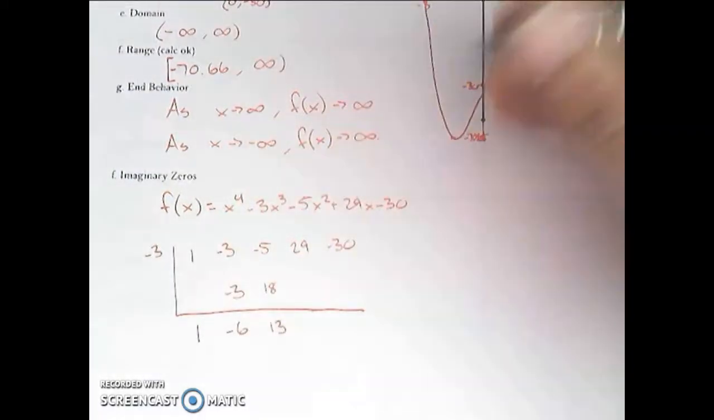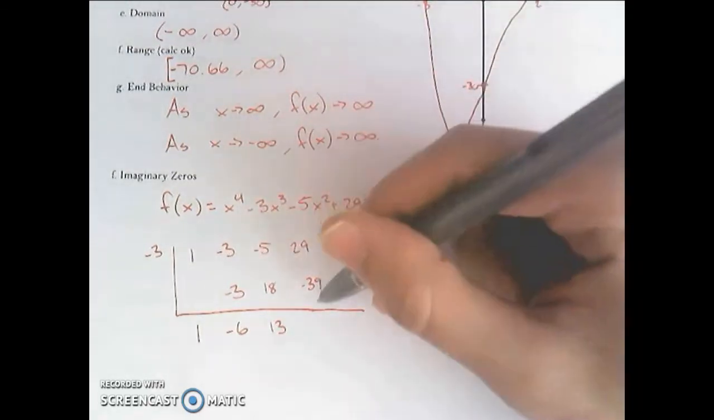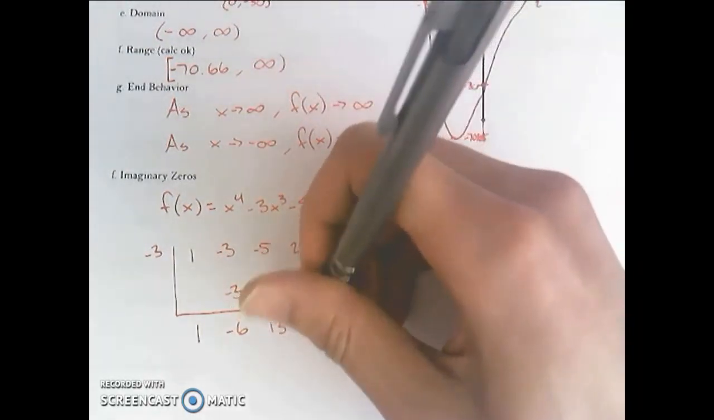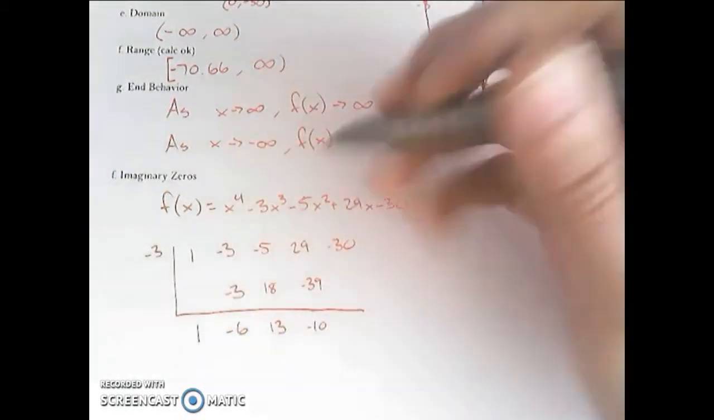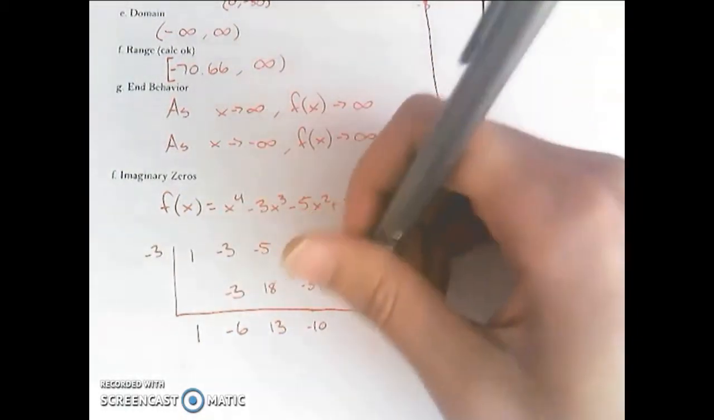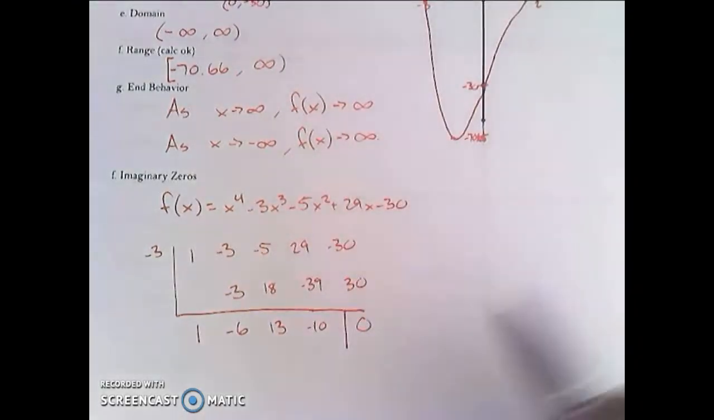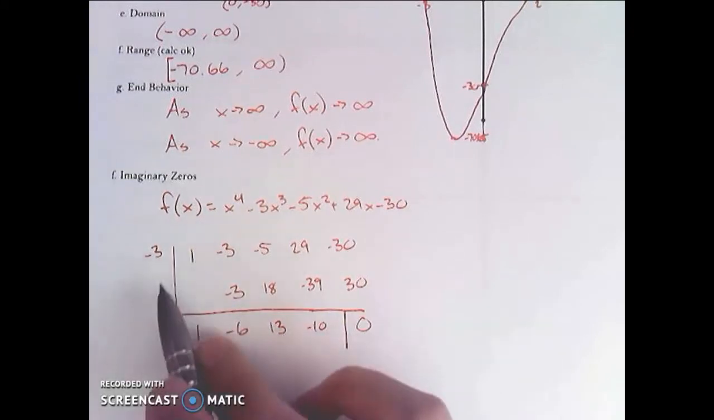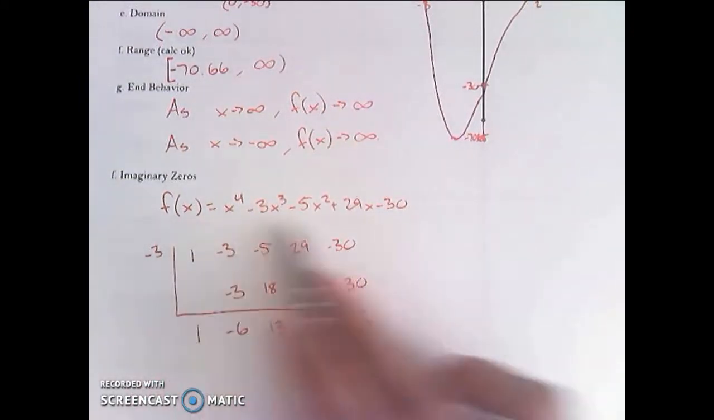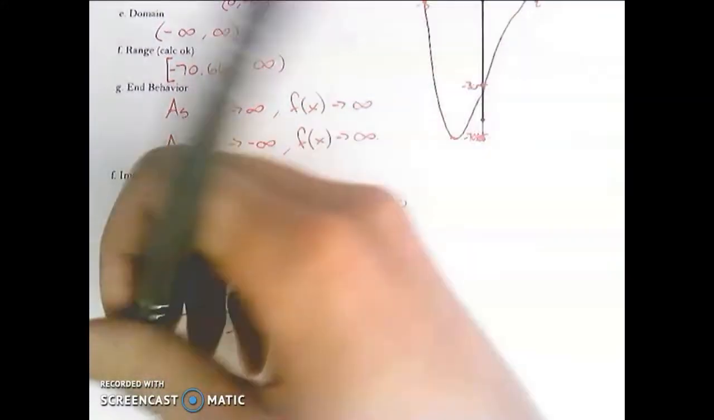Negative 3 times 13 is a negative 39. Adding these two terms, we have negative 10. And then last but not least, multiplying, we have negative 3 times negative 10 is positive 30. Add those up and you get 0. And when that last term cancels out and you get a 0, that confirms that this is a 0 of this polynomial.